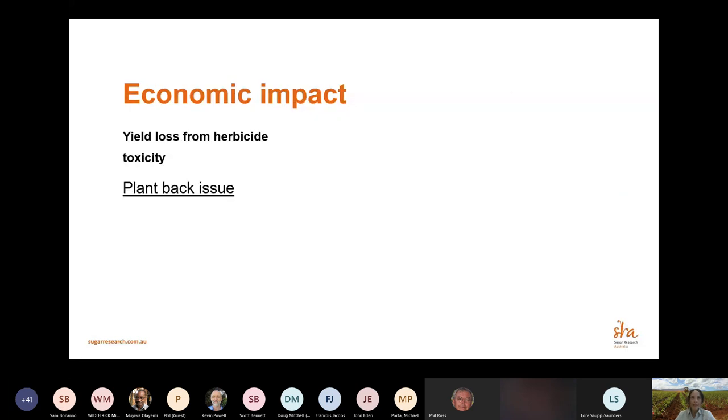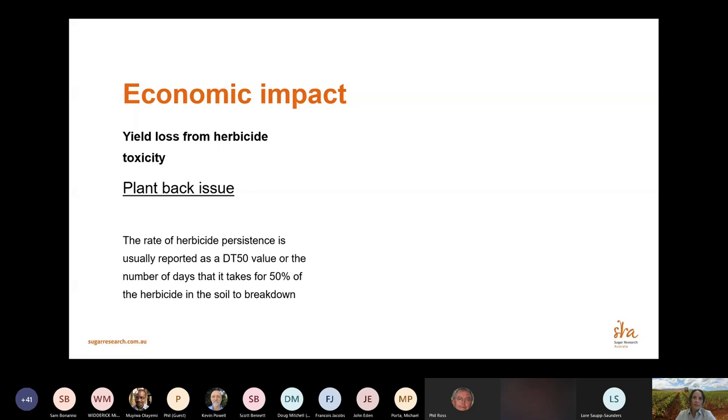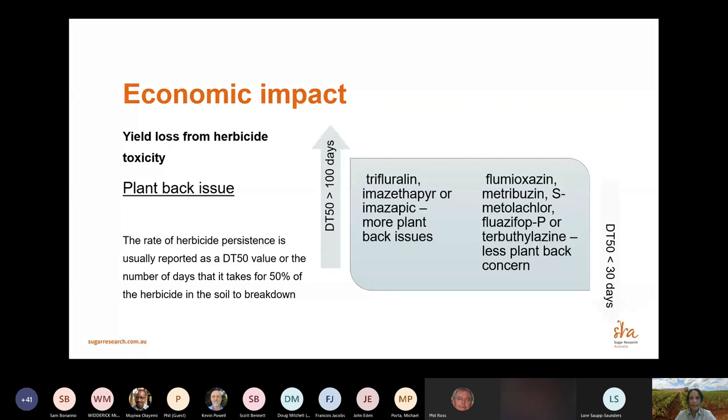How do we measure or estimate plant-back issues of particular herbicides? There is an estimation that can be used, the DT50, or the number of days it takes for 50% of the herbicide to break down in the soil. If this DT50 value is above 100 days, like for trifluralin, imazethapyr or imazapic, some plant-back issues can be expected. However, if the DT50 is less than 30 days, which is the case for herbicides like flumioxazin, metribuzin, metolachlor, etc., we expect less plant-back concern because these herbicides are less persistent.